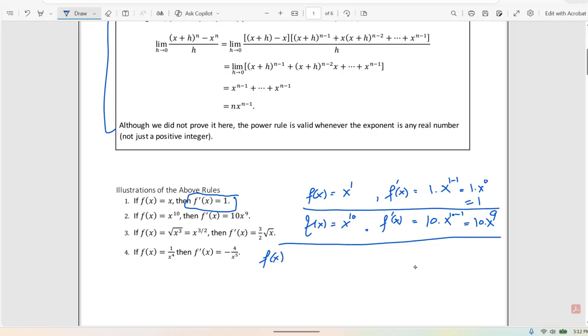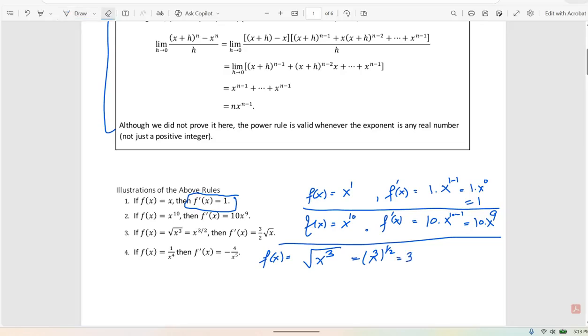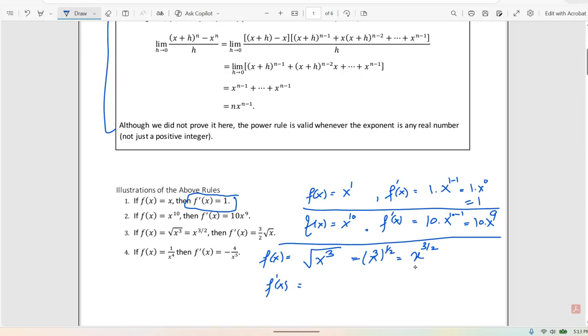Let's look at the next one. If f of x is the square root of x cubed, first of all, square root means the power is half. Power of a power, the powers multiply. Okay. So the derivative will be the power comes down, power 1 less: 3 by 2, x to the power 3 by 2 minus 1, which is half. So 3 by 2 root x would be your answer. Okay.